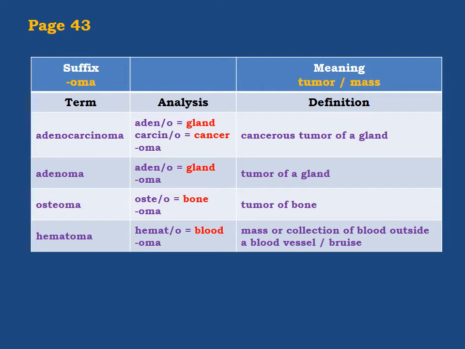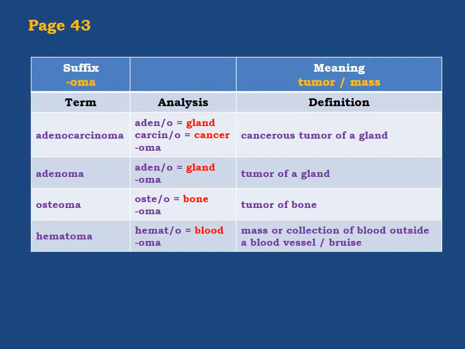The first suffix here is oma, and you have come across this in chapter 2. It means tumor or mass. And the tumor here, sometimes it is harmful. When it is harmful, it is cancerous. We call it malignant. But if it is a tumor, but it is not harmful, not cancerous, we call it benign. All right? Maybe we will come across that later.